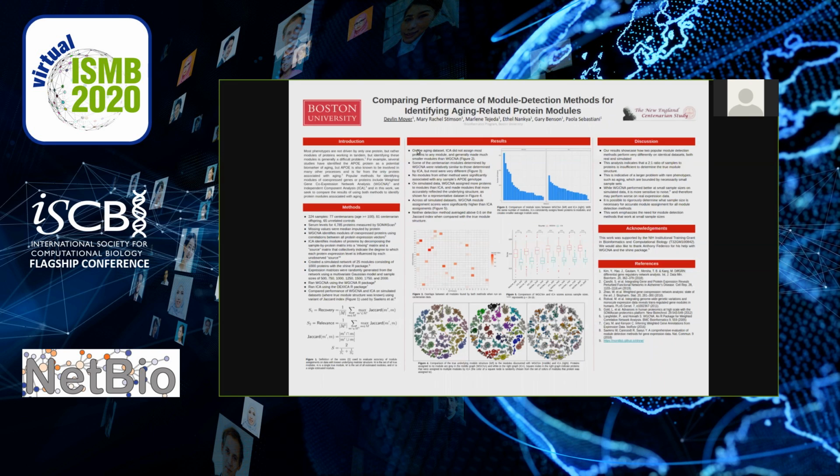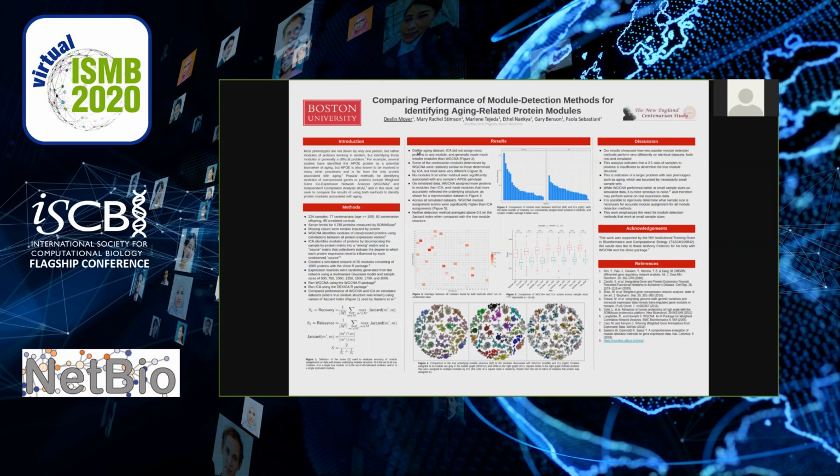Due to the very small sample sizes, we did not divide the data based on centenarian status before using the module detection methods. The methods we used are weighted gene co-expression network analysis, WGCNA, and independent component analysis, ICA. The two methods take very different approaches to the problem of identifying modules, so we were interested to see how the modules they identified might differ.